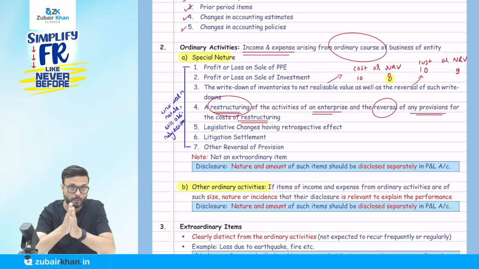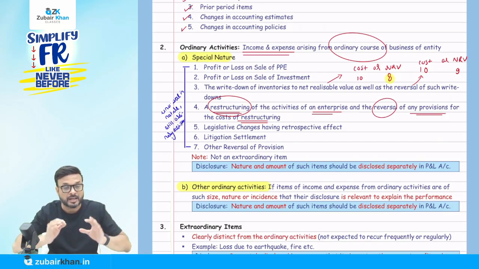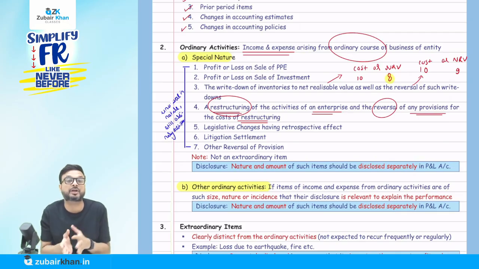Special nature. So first, profit or loss on sale of PPE, profit or loss on sale of investment, the write-down of inventories, restructuring cost, or legislative changes having what? Retrospective, not prospective. Rarely it might happen. The law comes, they say retrospective effect we have to give. Those are also of special nature.